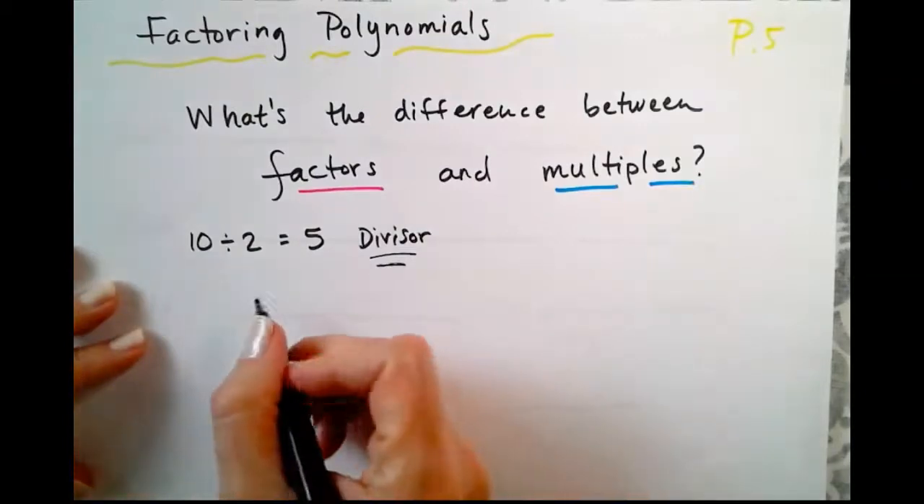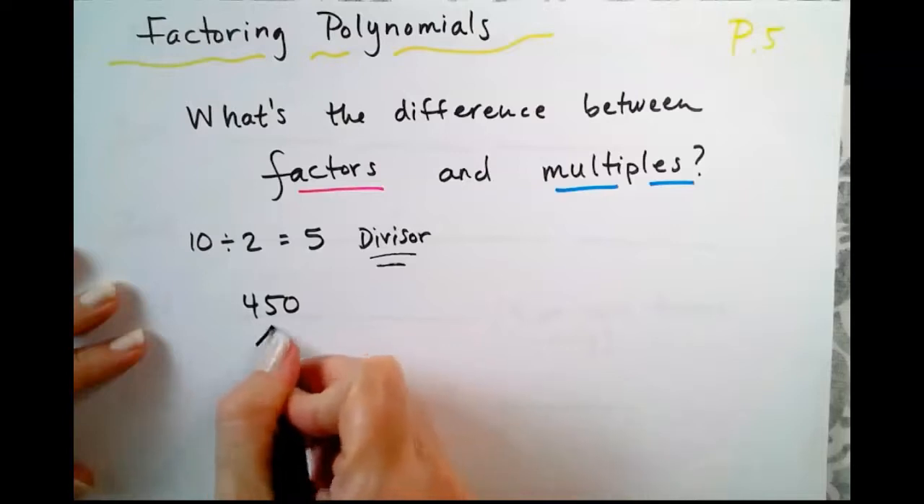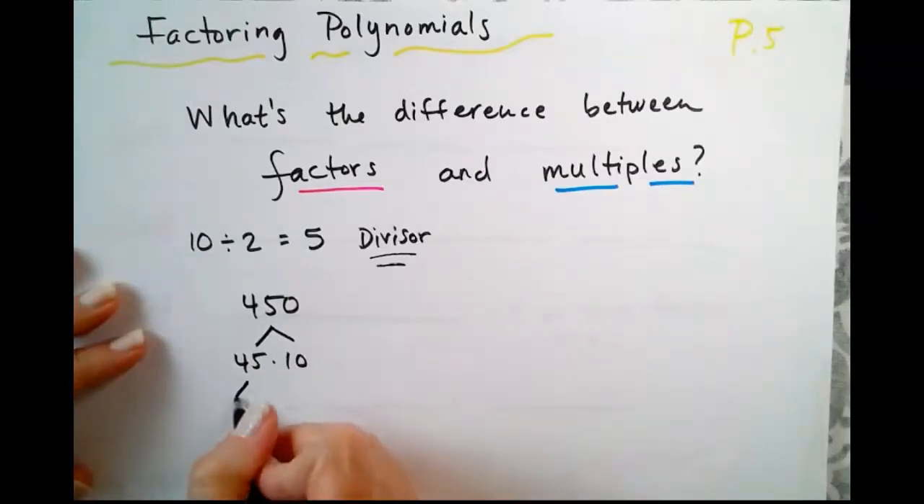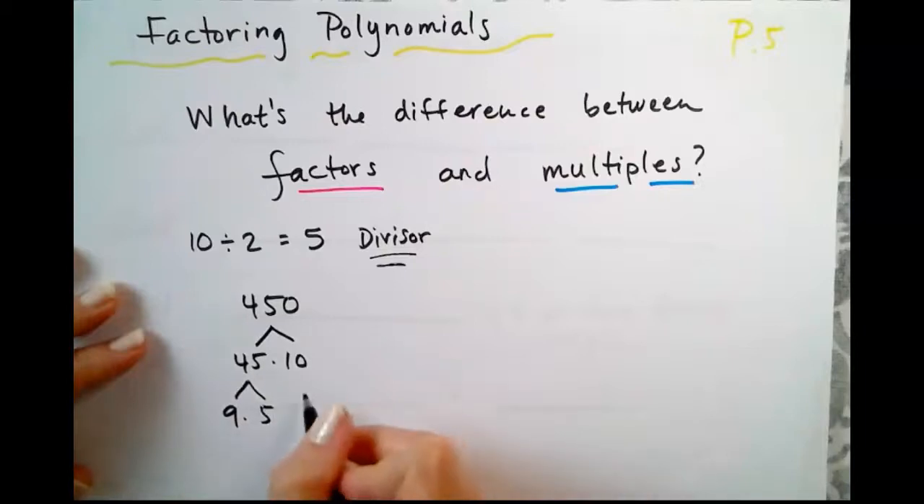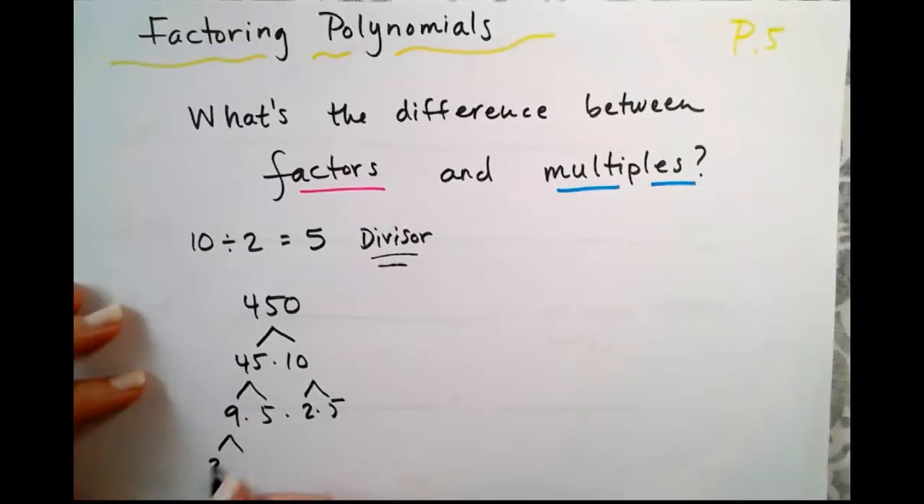Now, we've used factor trees quite a bit. Let's go 450, which would be 45 times 10, which would be 9 times 5 times 2 times 5. Would you stop there? Probably not. Why not? Because 9 is not factored completely. That's a phrase we're going to have to pay very special attention to in this chapter.